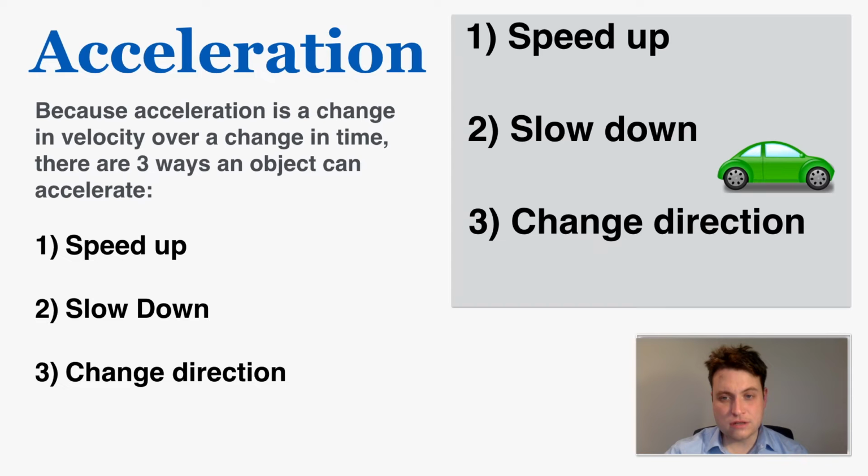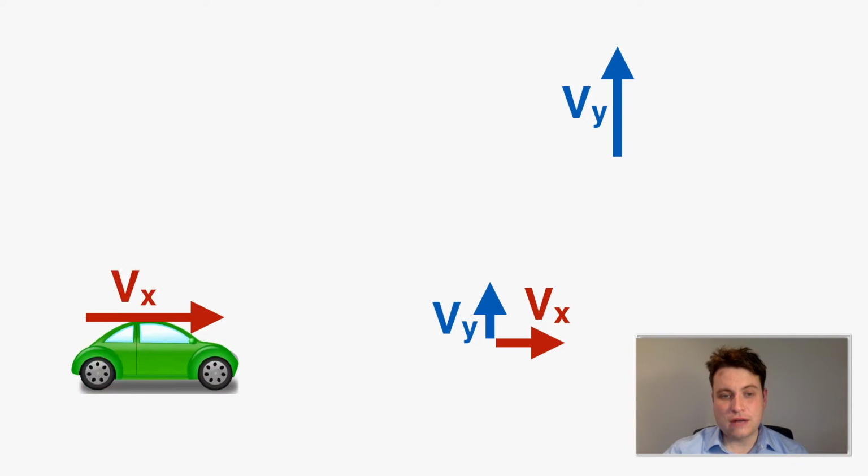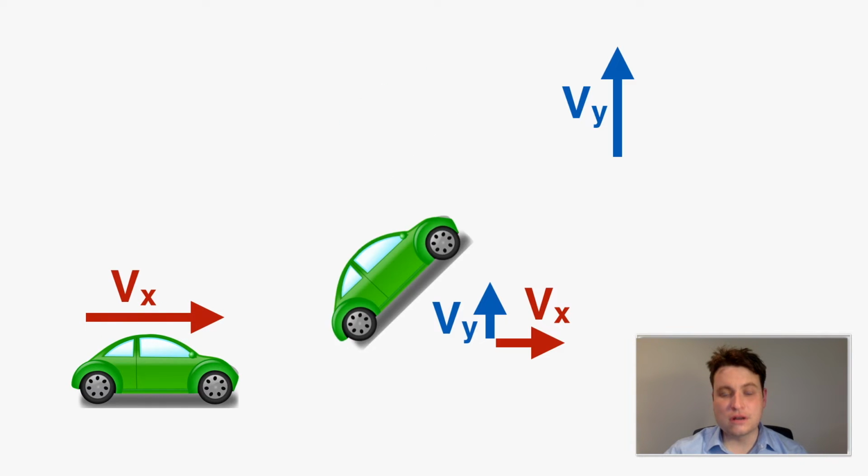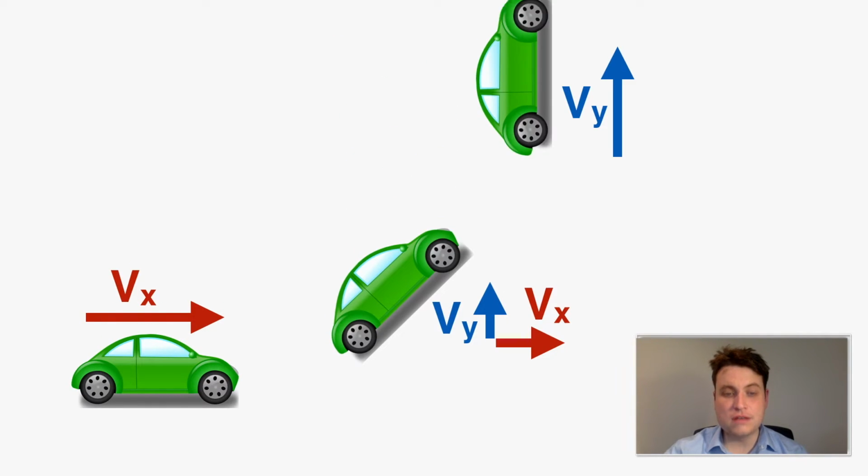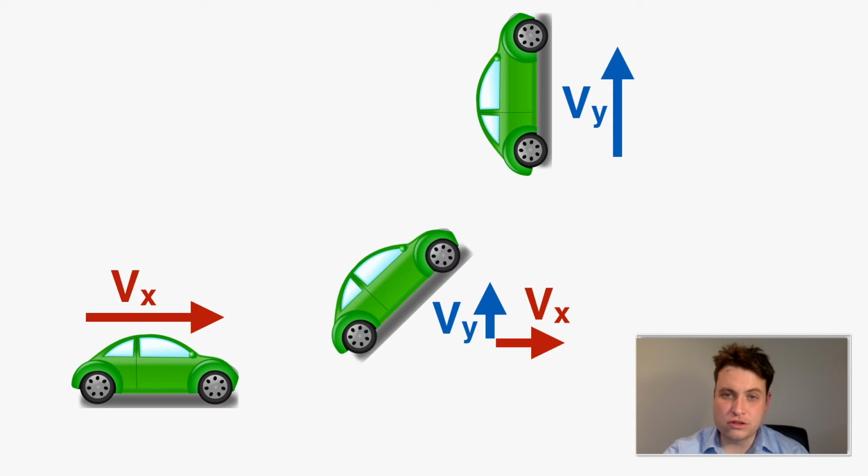The third one is a change in direction. This one's a little confusing to students. Even if you are not changing your speed, if you're changing your direction, you are accelerating. And the reason why is that if you're changing your direction, the vectors of your velocity are changing. Because velocity is a vector, it has both magnitude and direction. So by definition, if you change your direction, you change your velocity as well. So that is a change in velocity over a change in time, even though your speed is not changing.